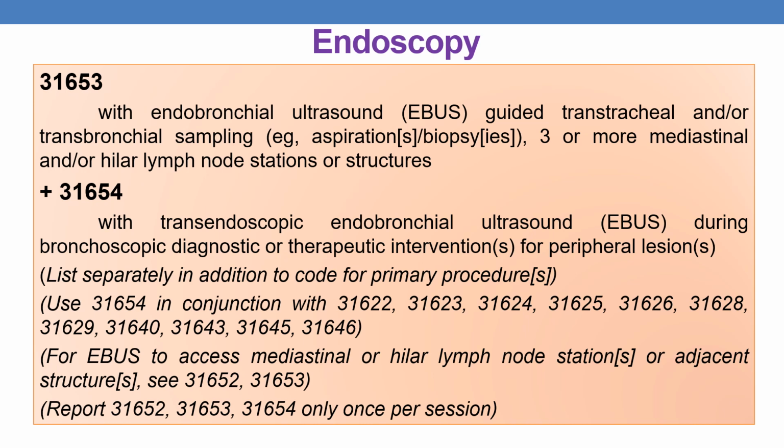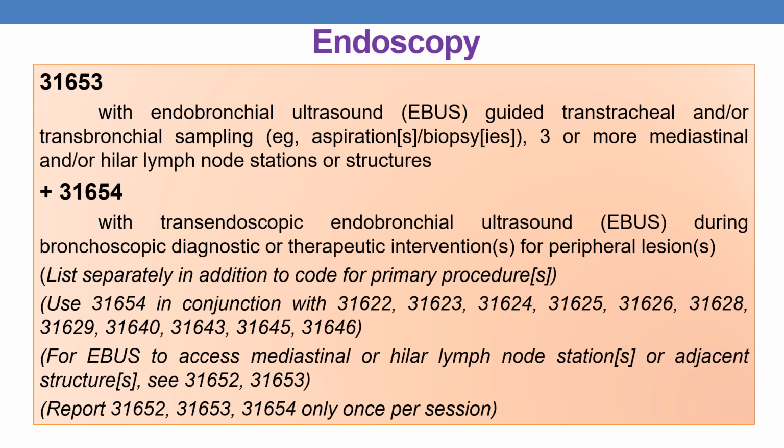The next is an add-on code, plus 31654. It deals with bronchoscopy, rigid or flexible, with trans-endoscopic endobronchial ultrasound during bronchoscopic diagnostic or therapeutic interventions for peripheral lesions, and use 31654 in conjunction with either 31622, 23, 24, 25, 26, 28, 29, 40, 43, 45 and 46.